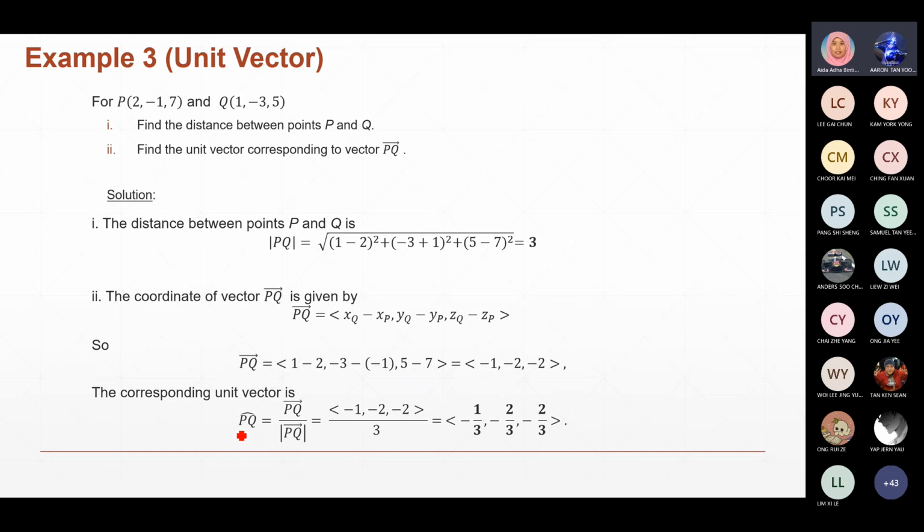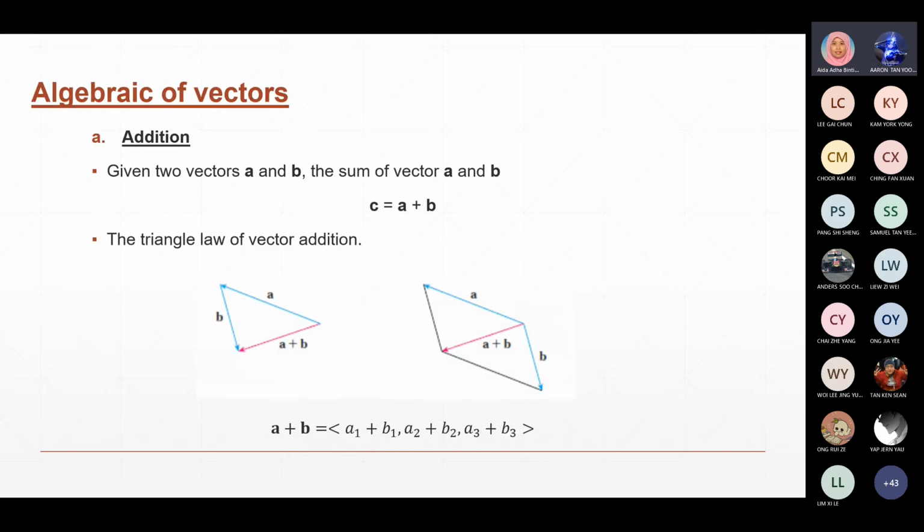So if you want to find the unit vector, you can see we have the cap on the top. This refers to your vector PQ, written on the top. You need to divide by the magnitude of the vector PQ. This is the unit vector for the vector PQ. So I think I will stop here, we already exceeded the time. Please take note.